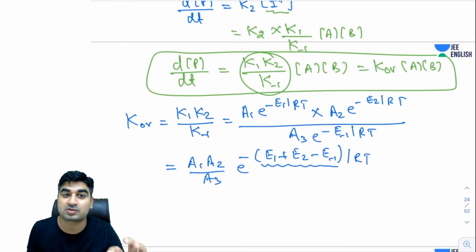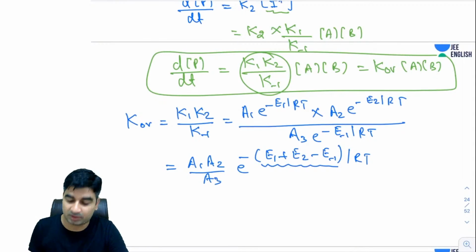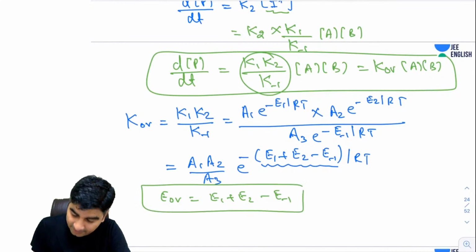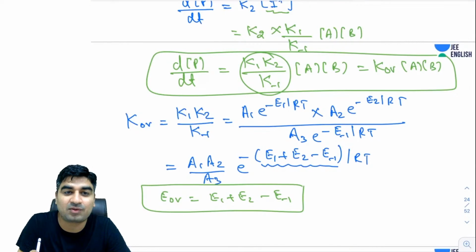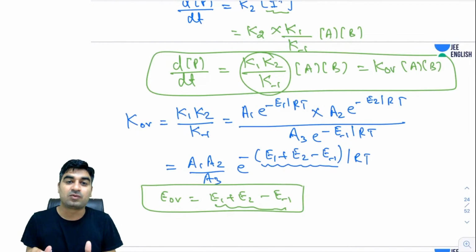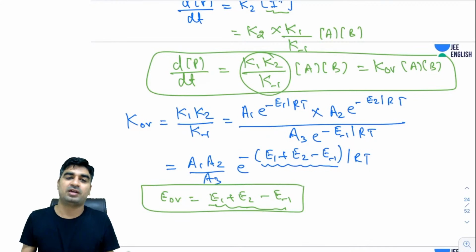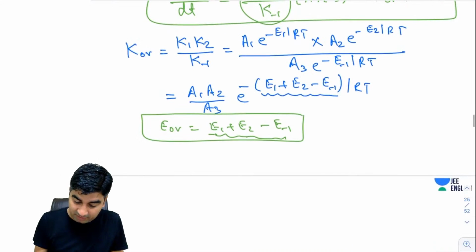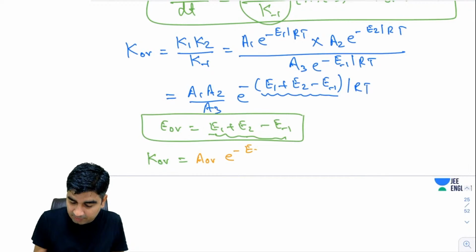A very important point is going to come, students. Just read it carefully. Be careful about this point. This is called E overall, and E overall can be positive, negative, zero, or fractional. The overall activation energy for the reaction depends upon the magnitude of E1, E2 and E minus 1, so it can be negative. Generally, I told you for elementary reactions, activation energy is positive, but not for a complete reaction made of several steps. So in this case, I will write K overall is equal to A overall into e raised to the power minus E overall by RT.